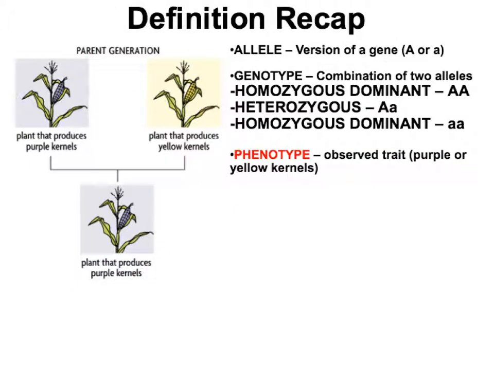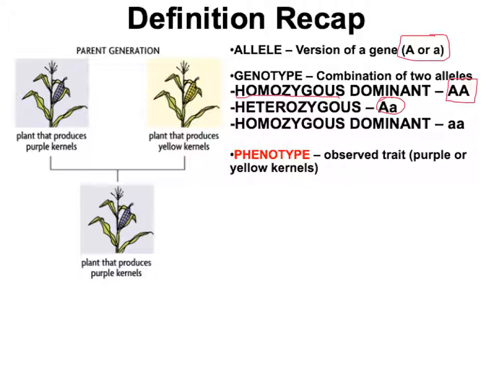Let's do a quick definition recap. So, an allele is a version of a gene that's going to be represented with a letter. A capital letter for the dominant allele, or a lowercase letter for the recessive allele. A genotype is a combination of two alleles, because every organism is going to have two. Now here's some new terms. Homozygous dominant is when there are two of the big A's. So homozygous means two of the same allele. Dominant means that they're both big A. Heterozygous means one of each, so big A, little a.